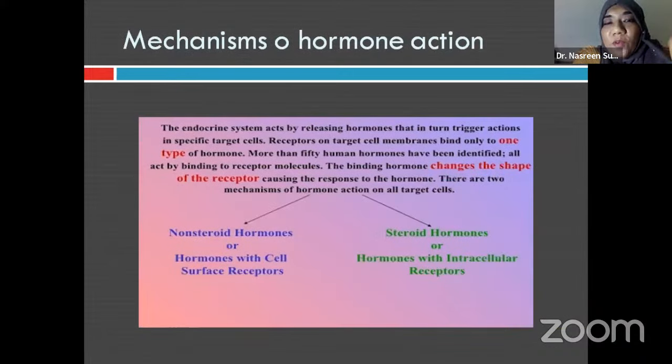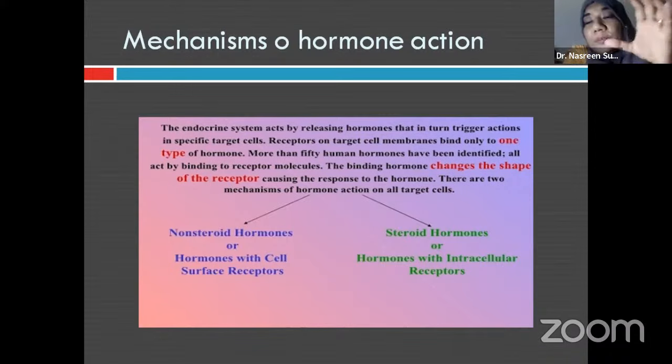Next, mechanism of hormone action. Usually you will be having two types of hormones, non-steroid hormones and steroid hormones. Non-steroid hormones, by the name itself, we can say that they are lipophobic, or we can say them as hydrophilic hormones. Steroid hormones, as the name indicates, they are lipid or lipophilic hormones.